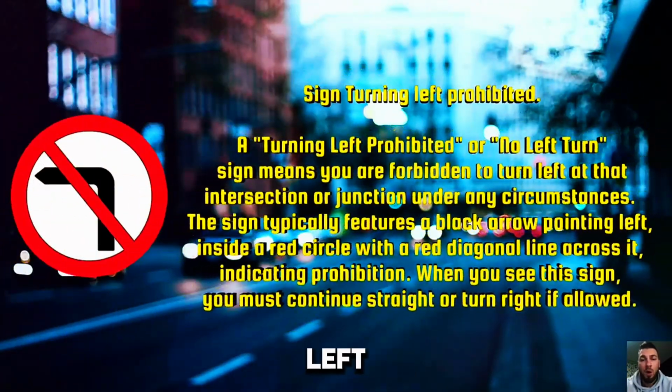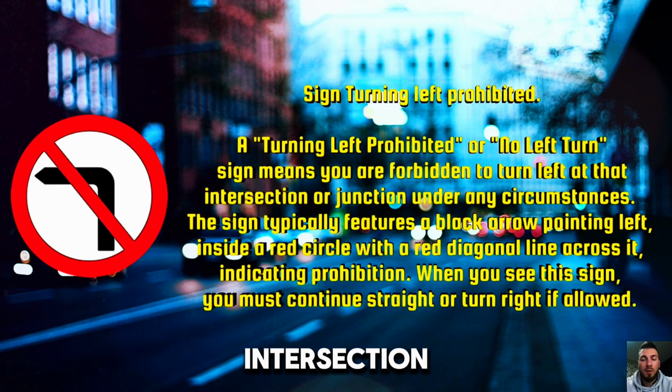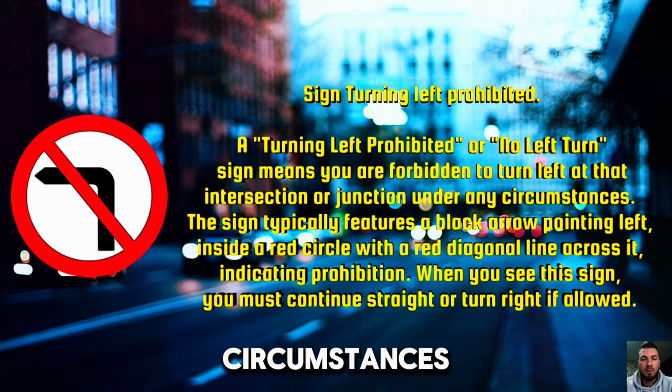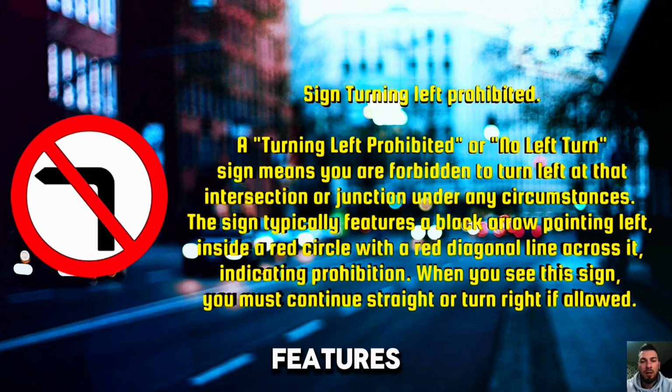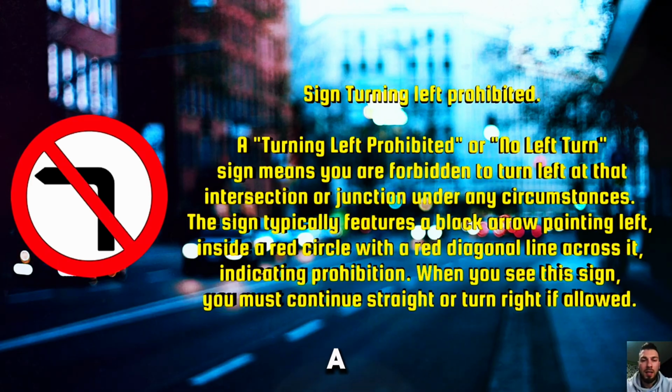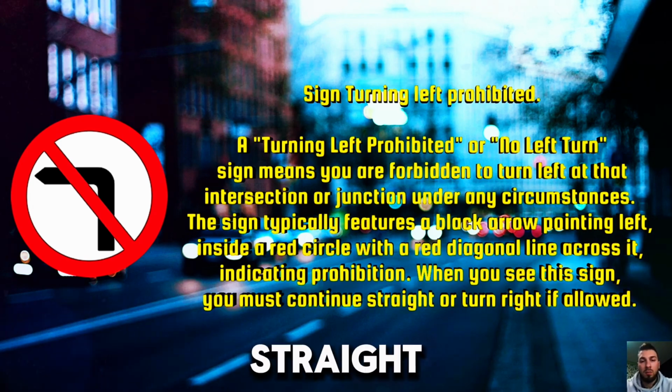Sign turning left prohibited. A turning left prohibited or no left turn sign means you are forbidden to turn left at that intersection or junction under any circumstances. The sign typically features a black arrow pointing left inside a red circle with a red diagonal line across it, indicating prohibition. When you see this sign, you must continue straight or turn right if allowed.